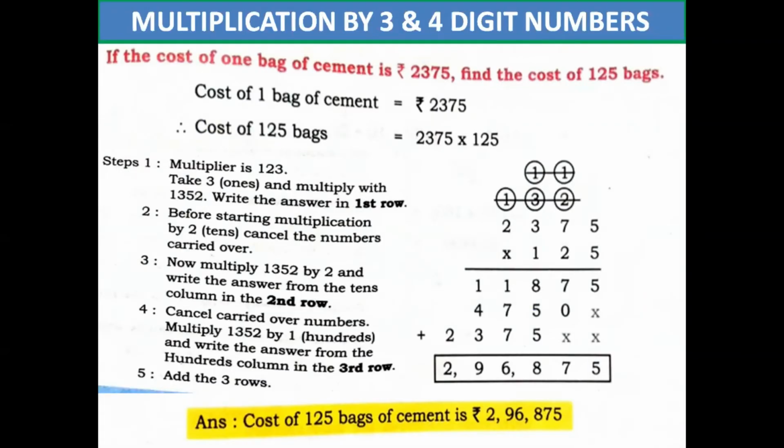Multiplication by 3 and 4 digit numbers. If the cost of one bag of cement is 2,375 rupees, find the cost of 125 bags. Cost of one bag of cement how much? 2,375 rupees. Cost of 125 bags. Okay. First, multiply 2,375 into 125 bags. Okay.